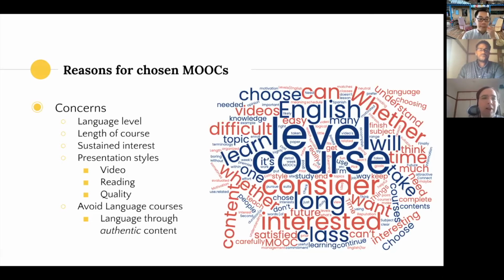Some of the concerns that students raise when they're looking for courses are things like the level of language use. Some courses use more advanced English, some less. So they need to examine that and find something that they can work with. The length of the course comes up a lot. They don't have to finish the MOOC, but some MOOCs can be really long or really short. So they need to look at that.